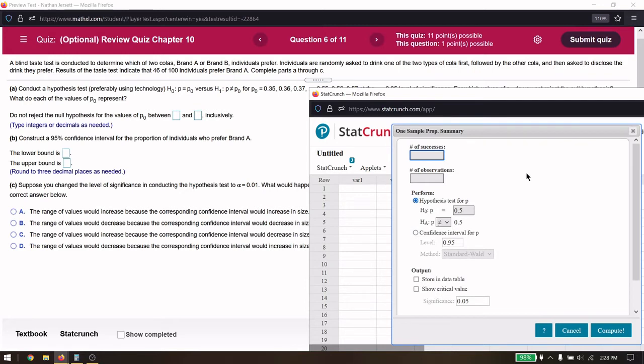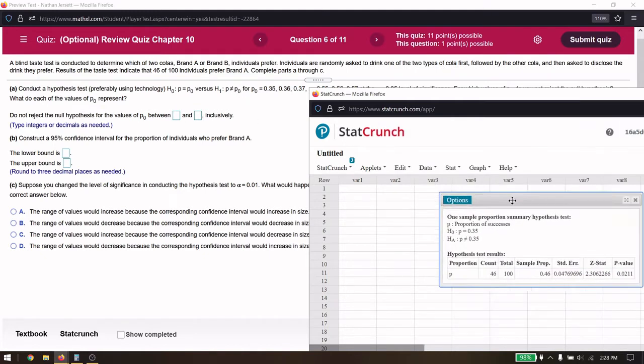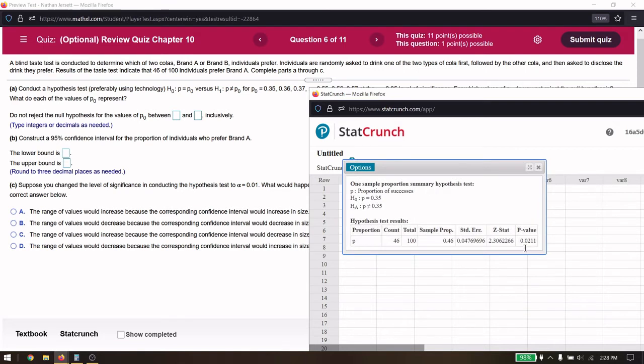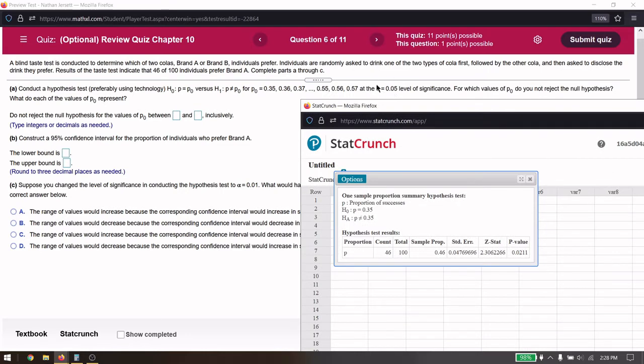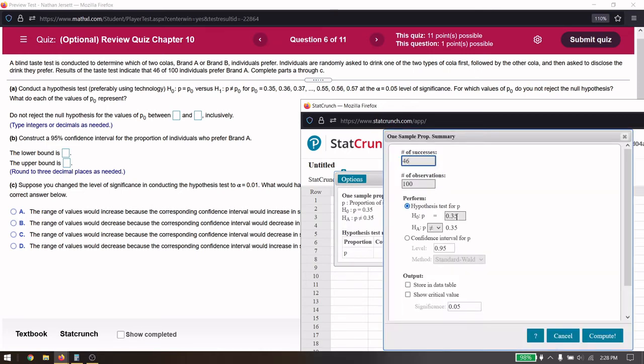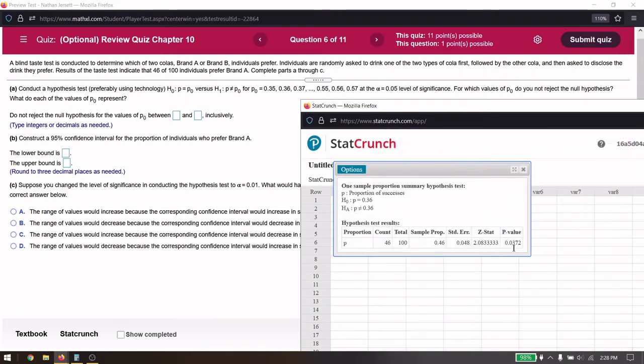All right. The number of successes is 46. Observations is 100. Hypothesis test is 0.35, and it says it does not equal 0.35. All right, let's compute it. You see for this first one, we have a p-value of 0.02. That is less than the level of significance, so we would reject 0.35. 0.35 doesn't work. The next one is 0.36. Same process, same numbers. The p-value here is 0.03, so we would reject 0.36.